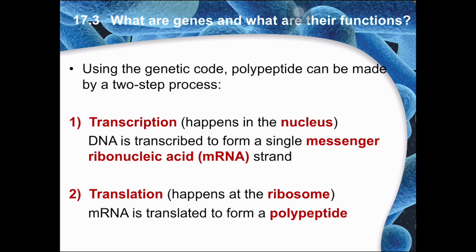So what happens is that the DNA itself has a lot of nucleotides. Every 3 nucleotides codes for 1 amino acid. The DNA will be transcribed into a single mRNA, which is then used to inform the ribosome on how to form the amino acids in order to create the polypeptide that we want.